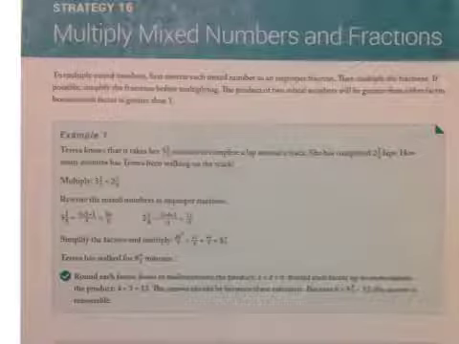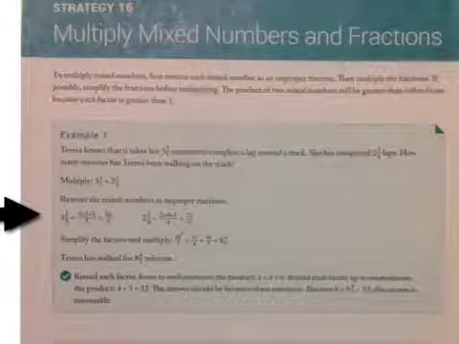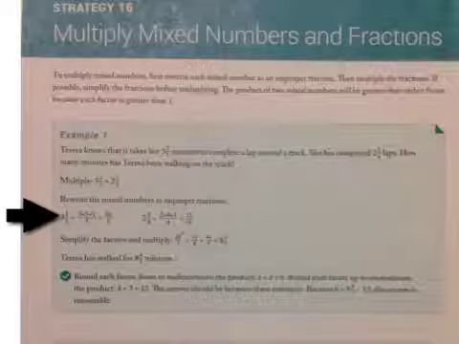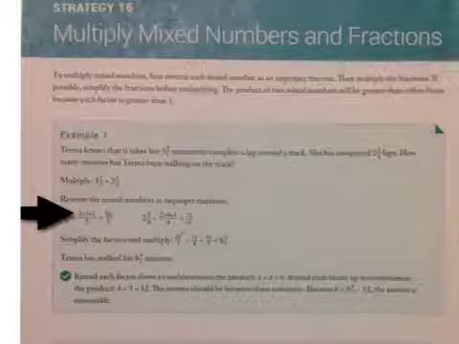Teresa knows that it takes 3 3/5 minutes to complete a lap around a track. She has completed 2 3/4 of a lap. How many minutes has Teresa been walking on the track? So if we look here, when we talk about rewriting the mixed numbers, we've got 3 1/5. You take that 3 and multiply it times 5, then add 1, and you come up with 16/5.